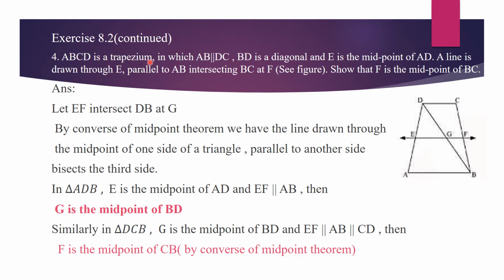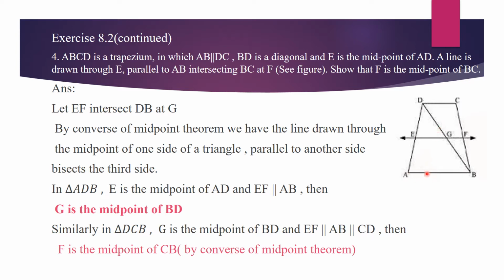ABCD is a trapezium in which AB is parallel to DC. BD is a diagonal and E is the midpoint of AD. A line is drawn through E parallel to AB intersecting BC at F. Show that F is the midpoint of BC.